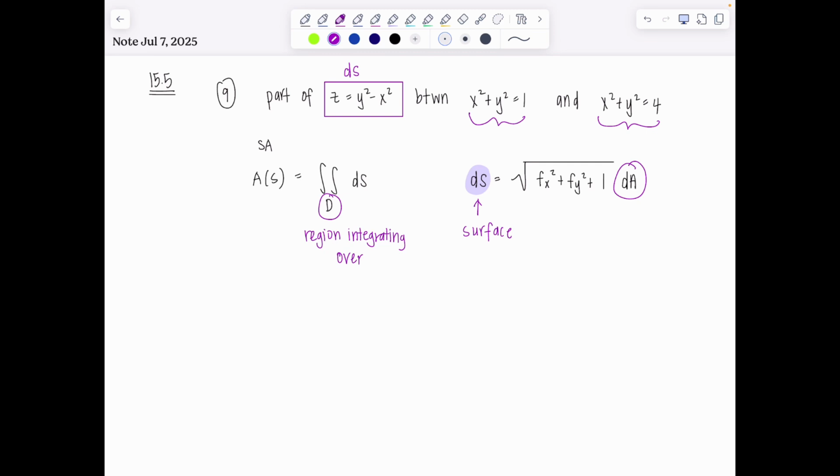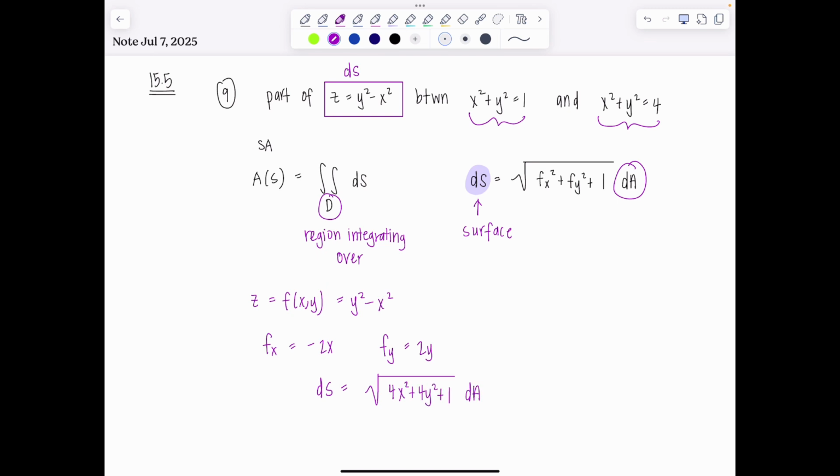So this z is the same as f of x, y, which is y squared minus x squared. Partial with respect to x? Negative 2x. Good. And then partial with respect to y? Good. So then we have dS equals square root of 4x squared plus 4y squared plus 1 dA. Put that on the back burner.